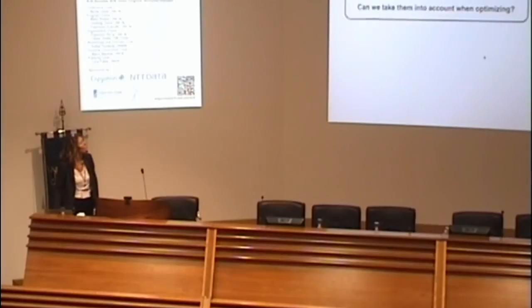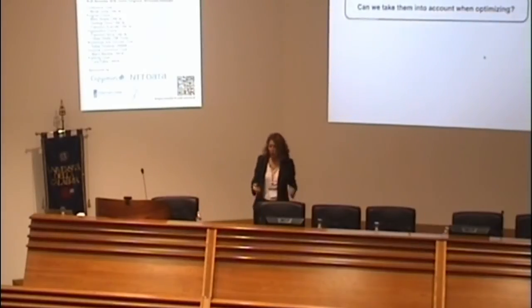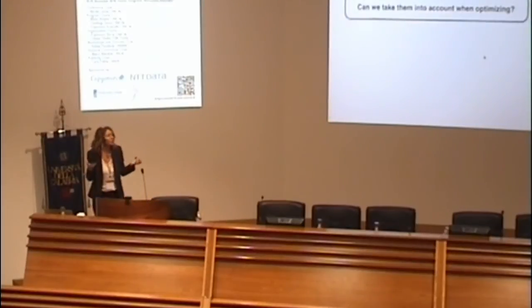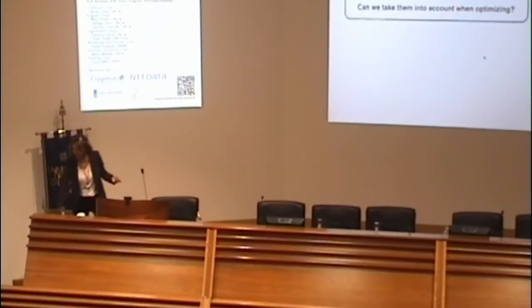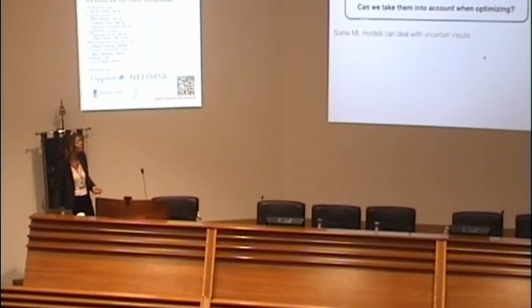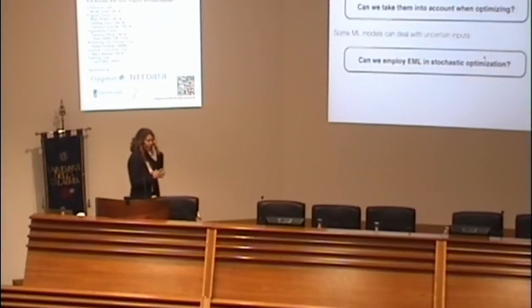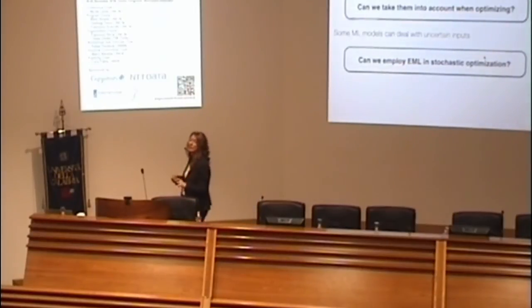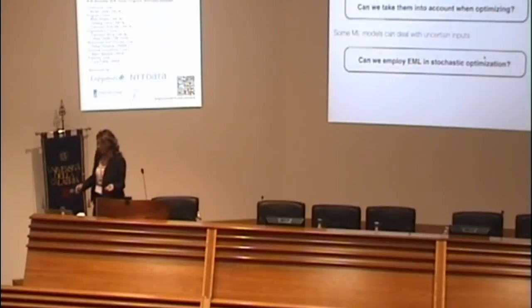Another issue: machine learning models provide a kind of confidence level, a kind of uncertainty on the prediction. So can we take it into account while optimizing? Of course, yes, because we have a number of optimization models that take into account uncertainty. So we can, for example, embed machine learning models into stochastic optimization solvers that take into account the uncertainty that you have on the input, the uncertainty that you have on the output, and optimize for that.